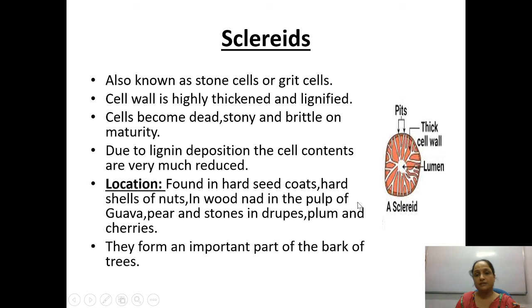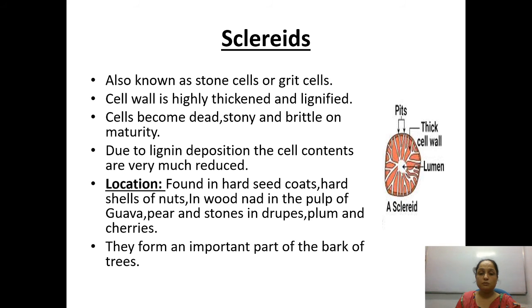Now next part of the sclerenchyma. स्क्लेरेंकाइमा के दो टाइप्स आपने देखे, फाइबर्स एंड द स्क्लेरेट्स. तो फाइबर इलोंगेटेड है, स्क्लेरेट का स्ट्रक्चर देखिए. It is also, ये बेसिकली कैसा है, बहुत हार्ड है, स्टोनी है, ठीक है. और ग्रिट सेल्स, सेल वॉल इज हाईली थिकेंड. सेल वॉल कैसी है, बहुत ज्यादा थिक और बहुत ज्यादा लिग्निफाइड. Cells become dead क्योंकि स्क्लेरेंकाइमा के सारे सेल्स डेड हैं. स्टोनी है ये. स्क्लेरिट जो है वो ज्यादा स्टोनी, स्टोनी मतलब पत्थर के जैसा. And brittle on maturity. Brittle मतलब if you will try to break it, it will get broken.